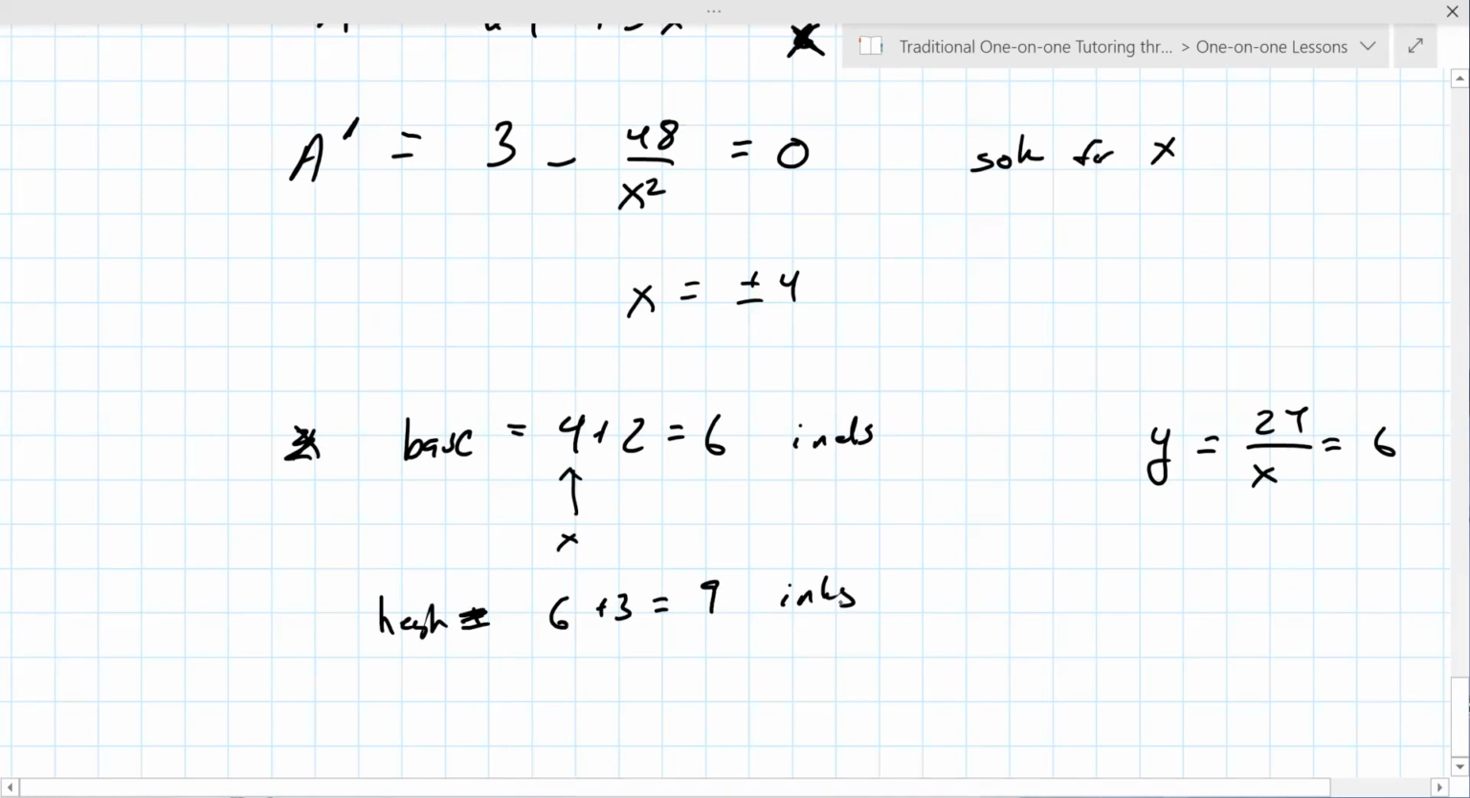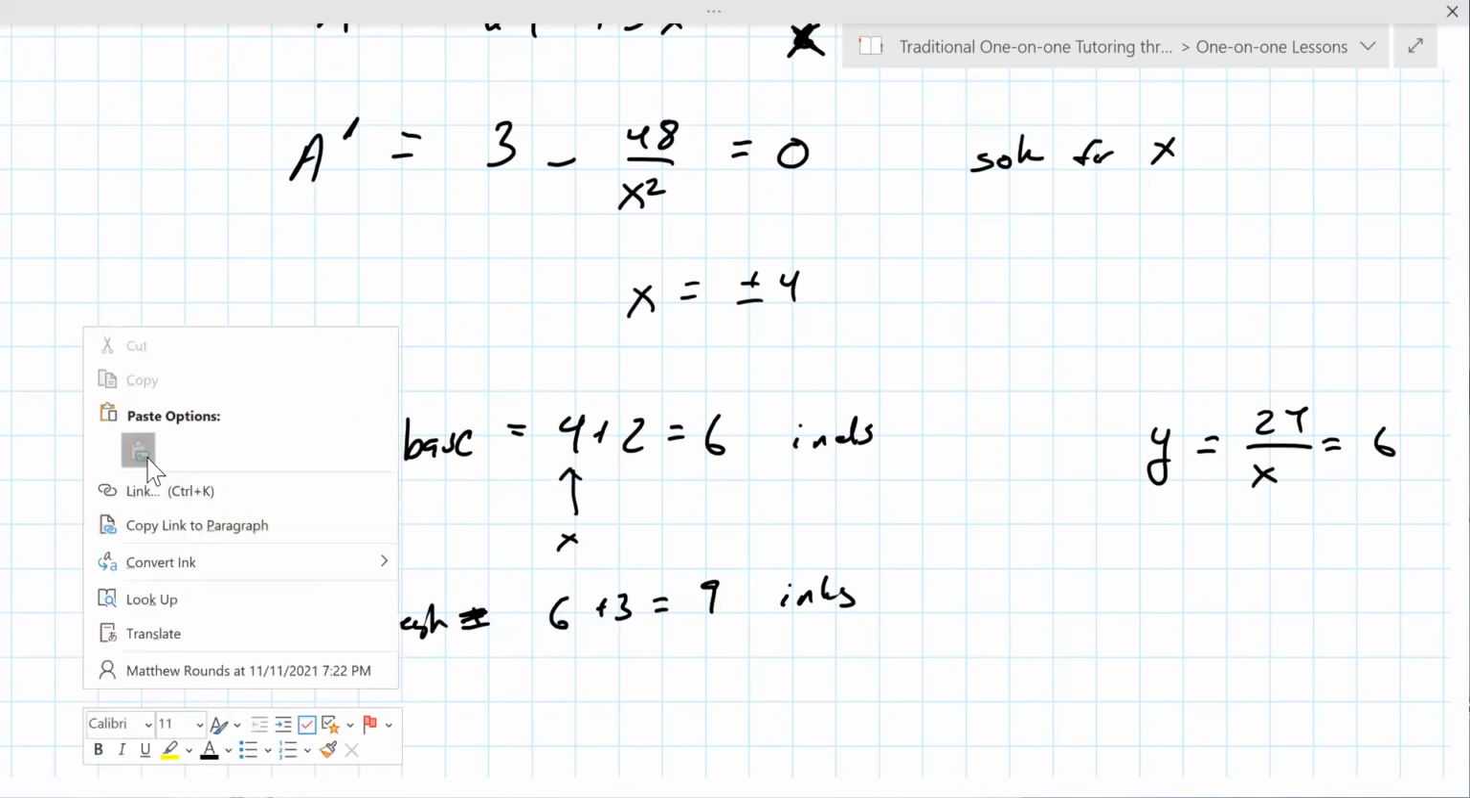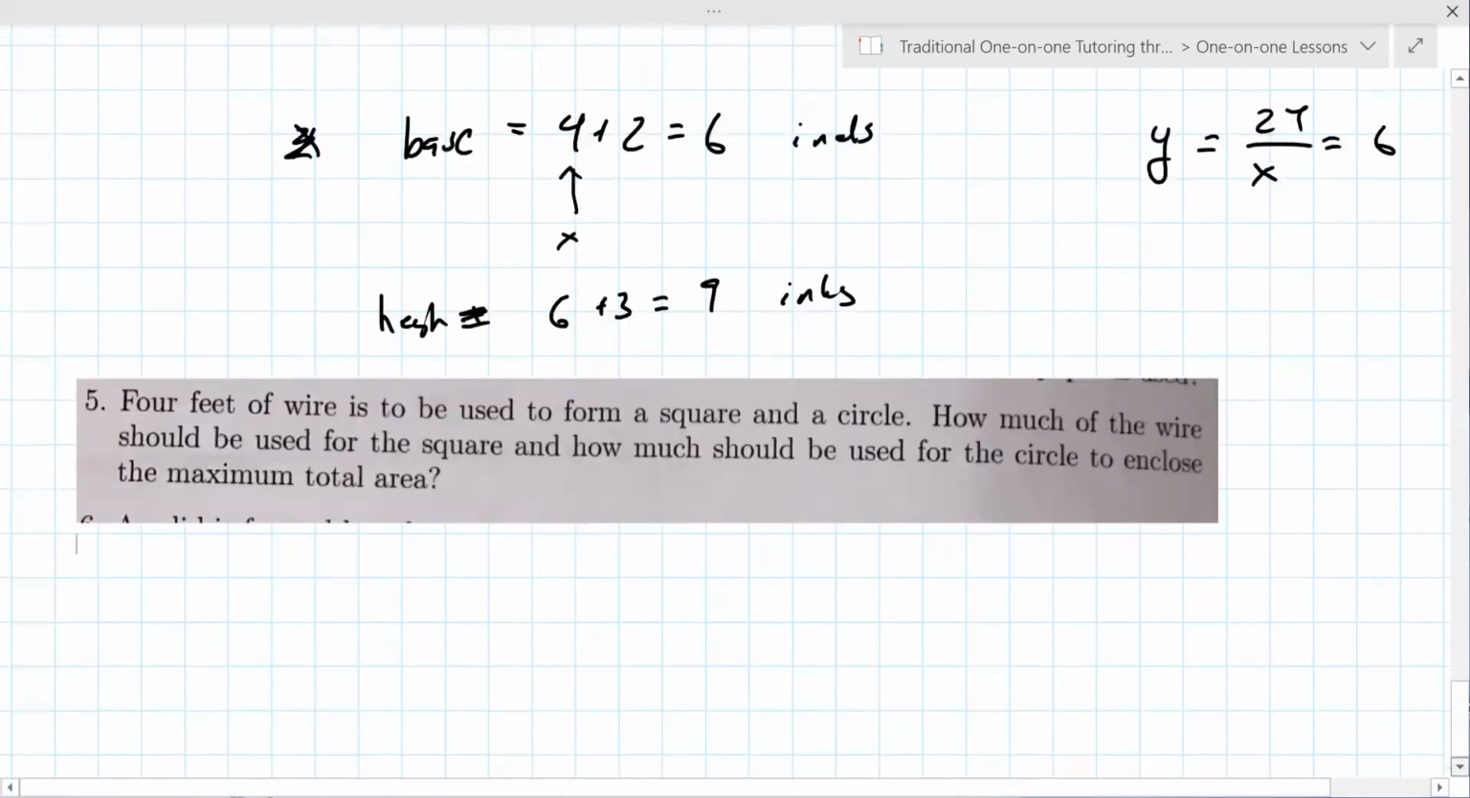Alrighty. That's the area, you'd have to multiply. It's common to not give everything that's needed in these problems. Okay.